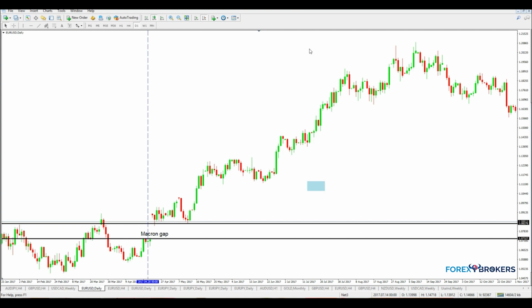This is one thing. Another thing is that these windows, when we measure the windows with these horizontal lines, the edges of these windows will represent strong support and resistance levels moving forward.